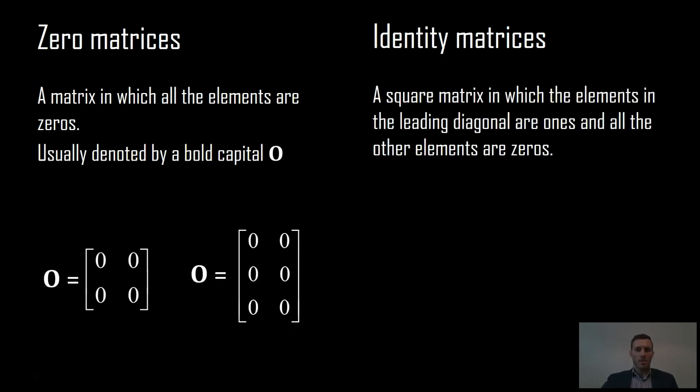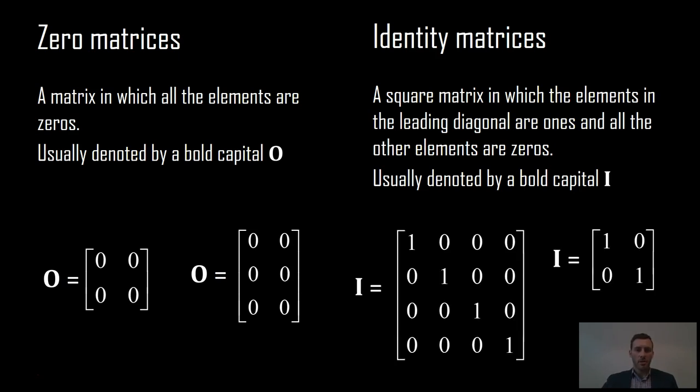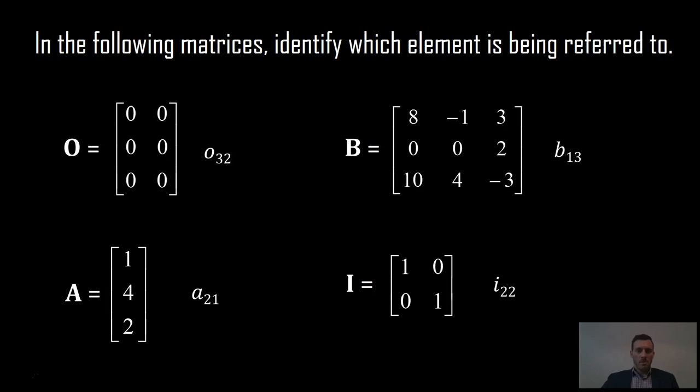An identity matrix is a square matrix with ones on the diagonal and zeros everywhere else. It's also a diagonal matrix because all the entries are on the main diagonal. Identity matrices are denoted by a bold capital letter I. Here we have two examples of identity matrices. You'll notice that the entries, which are always 1, are on the leading diagonal, which is the diagonal from top left to bottom right.